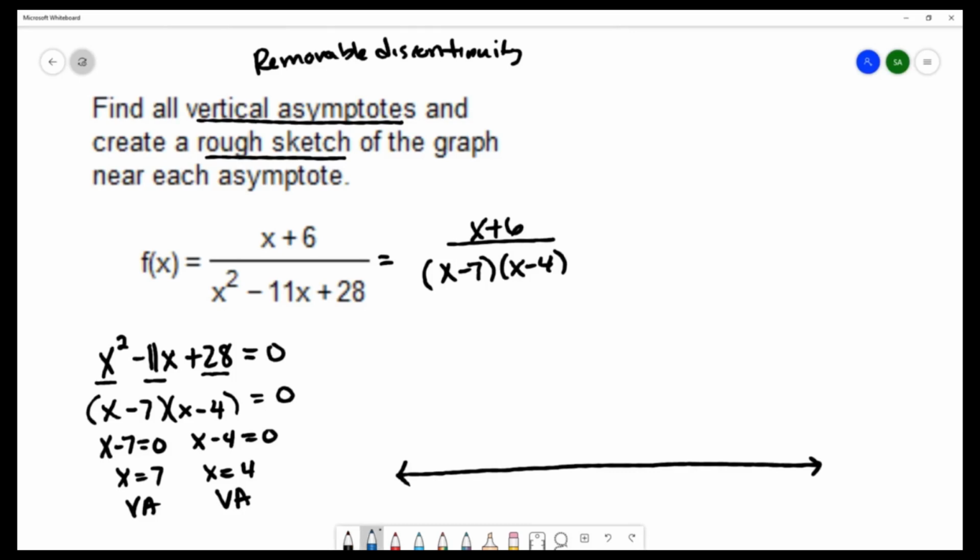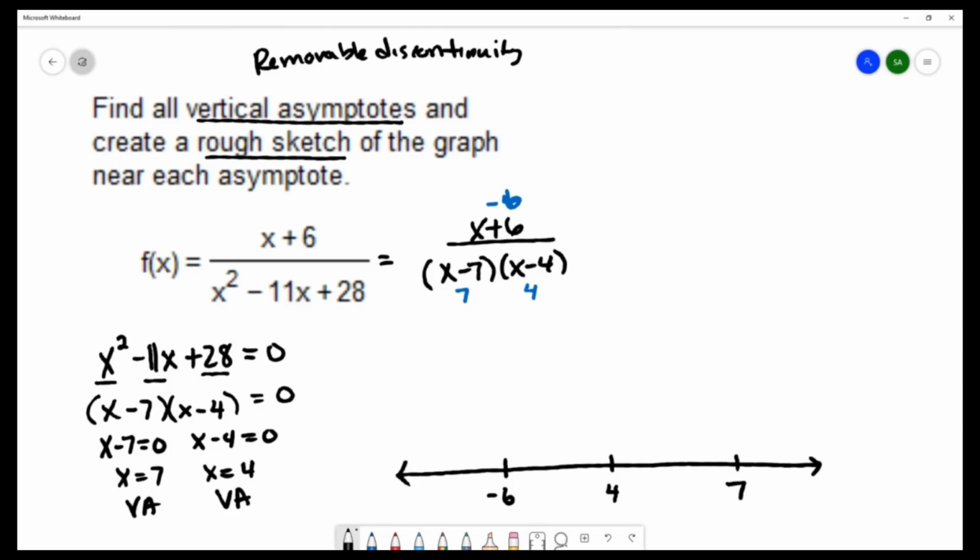So we already got the zeros for the denominator, that's 7 and 4, but we also want to use the 0 from the numerator as well, which would be negative 6. We're going to put those numbers on this number line. That's negative 6, 4, and 7. I'm making sure to put them in order from smallest to largest because our number line goes from left to right, smallest to largest.